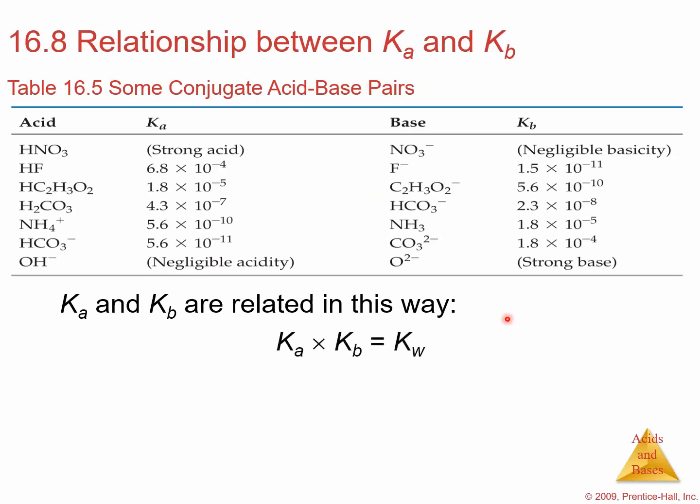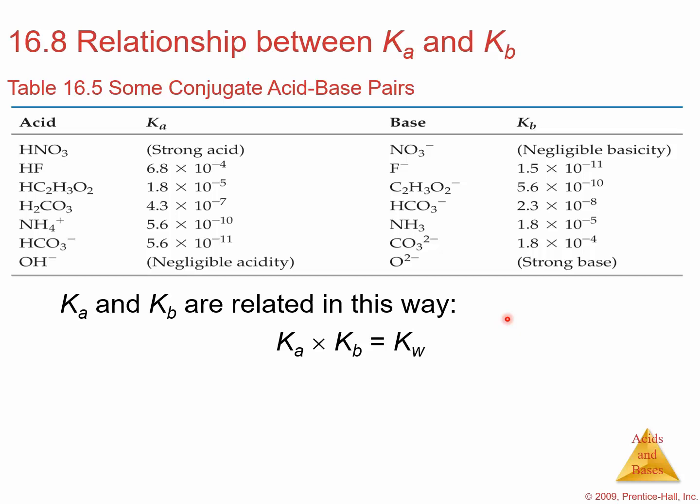Now, the relationship between Ka and Kb. This table here shows us some conjugate acid-base pairs with the Ka and Kb values. We have seen in a qualitative way that the stronger acids have the weaker conjugate bases. To see if we can find a corresponding quantitative relationship, let's consider the NH4+ and NH3 conjugate acid-base pair. Each species reacts with water. For the acid NH4+, the reaction is, and for the base it is. You can see them in the book.